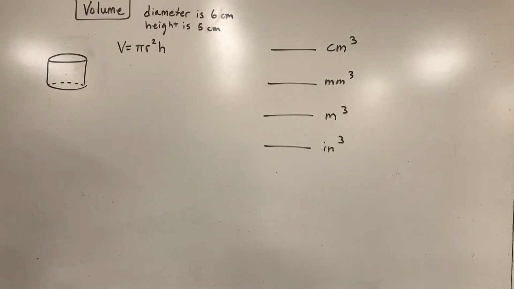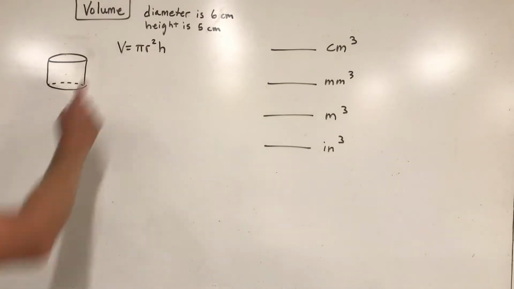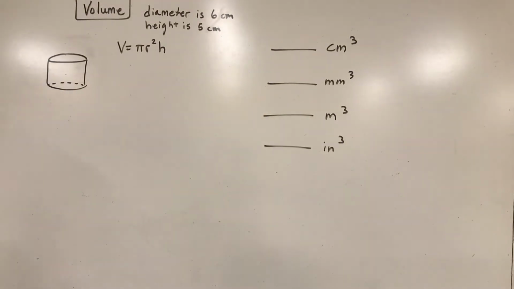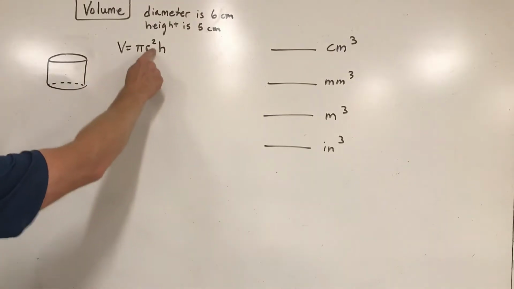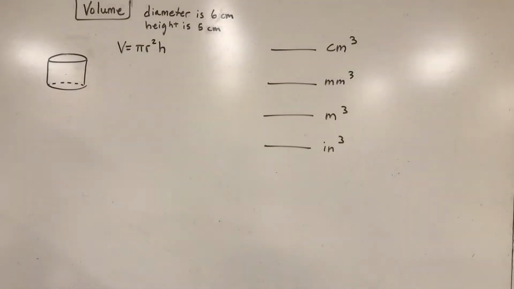So you don't need to memorize a bunch of geometrical formulas here, but this is one you'll need to know. Cylinder and cube, definitely know those. So the volume of a cylinder is pi r squared times the height. Okay, pi times the radius squared times the height. Now they're going to give us some measurements to work with.